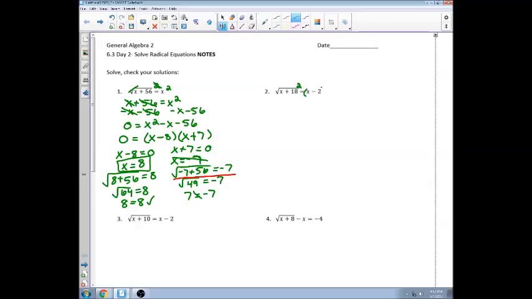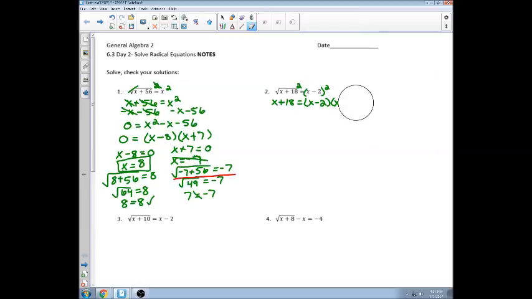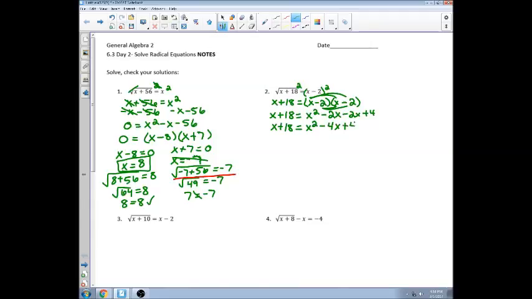Again, I'm going to square both sides. That would get me x plus 18 is equal to x minus 2 times x minus 2. In this situation, I need to use double distribution, so it would be x times x, which is x squared. x times -2 is -2x. -2 times x is -2x. And -2 times -2 is +4. Now I have x plus 18 is equal to x squared minus 4x plus 4.